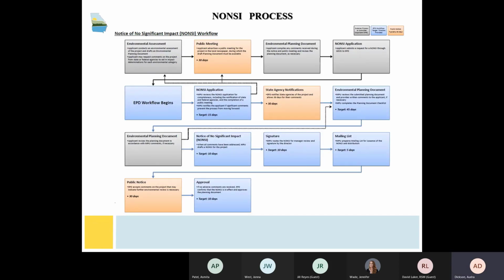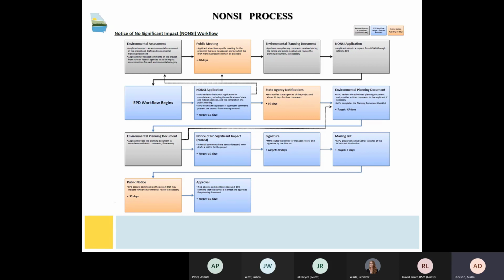The individual steps for the CERP process for a NONSI are shown on the slide, and you can see there are more steps that need to be completed. But again, we have some main takeaways. A public meeting must be scheduled prior to submitting the planning document to EPD, with the public notice being advertised at least 30 days in advance. If other agencies are not contacted prior to submitting the planning document, EPD will contact them for you.